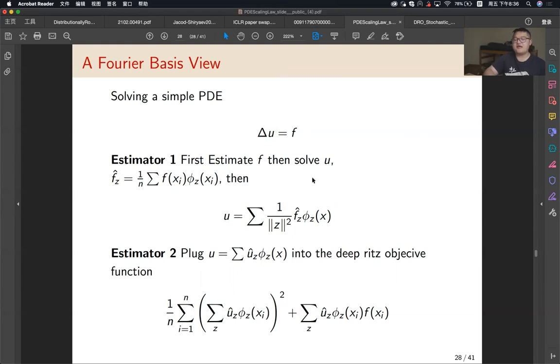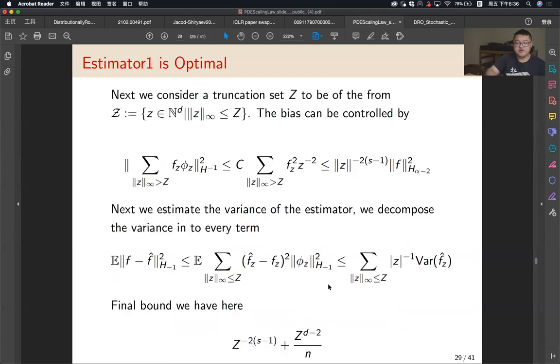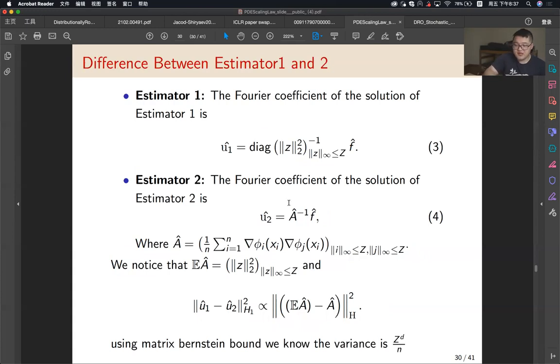So this is estimator one. And for estimator two, I can parameterize your u using a Fourier basis, right? Then I plug this into your Ritz objective, like this is your Ritz objective. Oh, sorry, I missed a gradient here. Because your Ritz objective is the gradient of u squared, here you will have a gradient over phi z. So if you plug your Ritz objective into this, you will find out that it is still a quadratic function over u z hat. So I can still write down this thing in matrix form. Okay, let's write all this down in matrix form, and you will find out that they have some differences. For the first one, you get your f z hat, and then I directly invert the PDE. But for estimator two, what you do is actually you have an implicit estimation of your Fourier coefficients of f hat, but the matrix I invert.